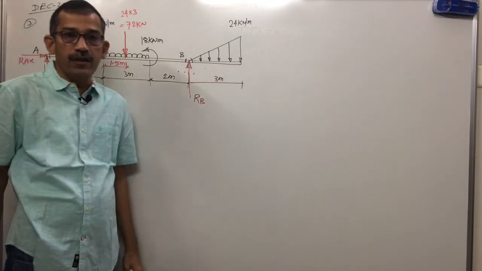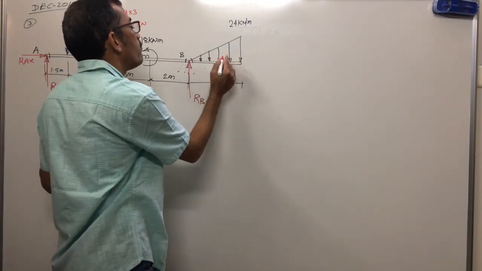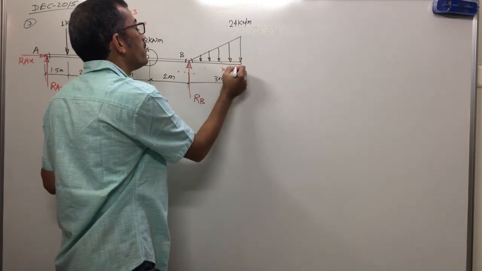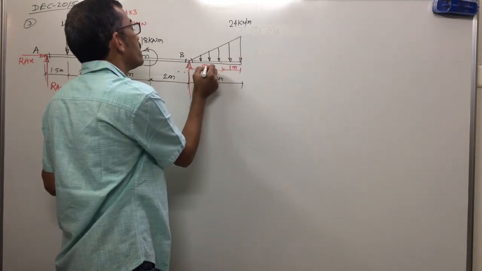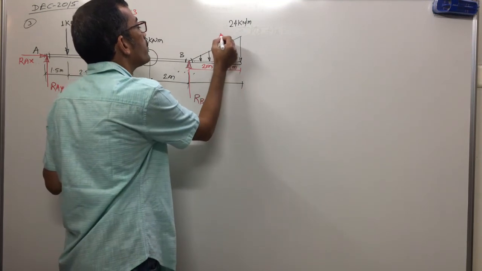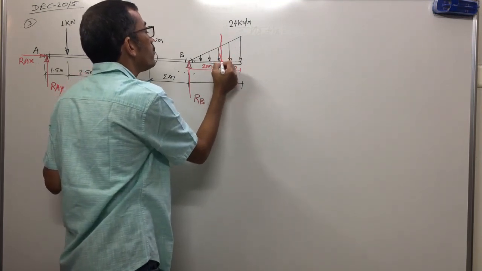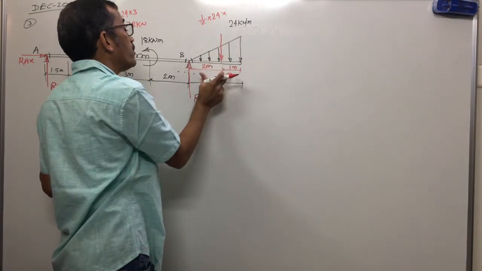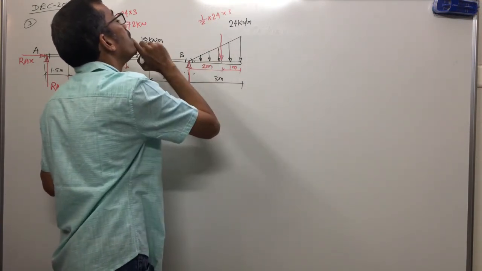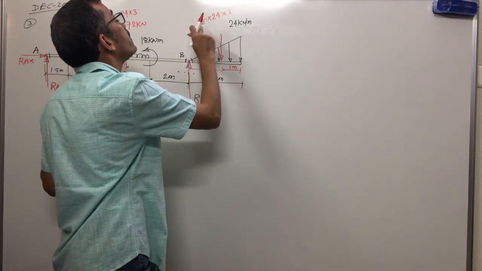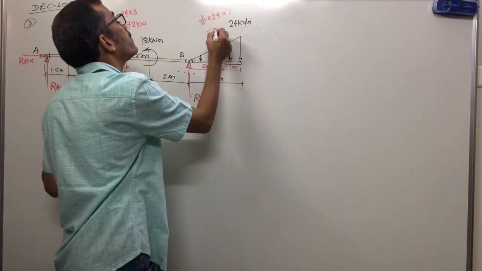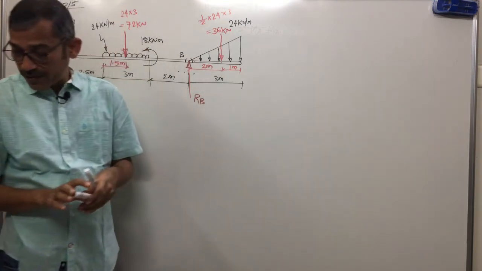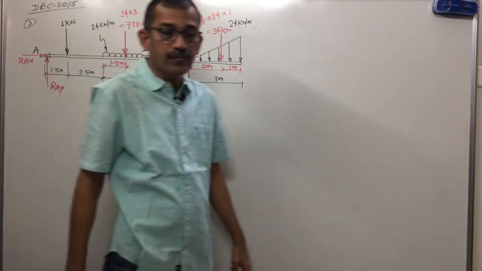The equivalent of UVL is at 1/3 from the maximum. 1/3 of 3 means how much? 1 meter. This will be 1. That means the remaining distance is what? 2. Total is 3. Okay. Magnitude of this load is half W into L. How much? W is 12 and L is 3, so what will we get? 12 into 3, yes, 36 kilonewton. Perfect. Any problem in the free body diagram?